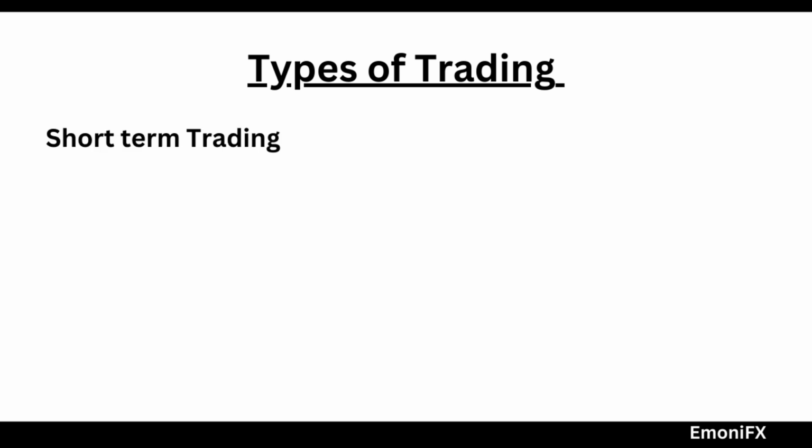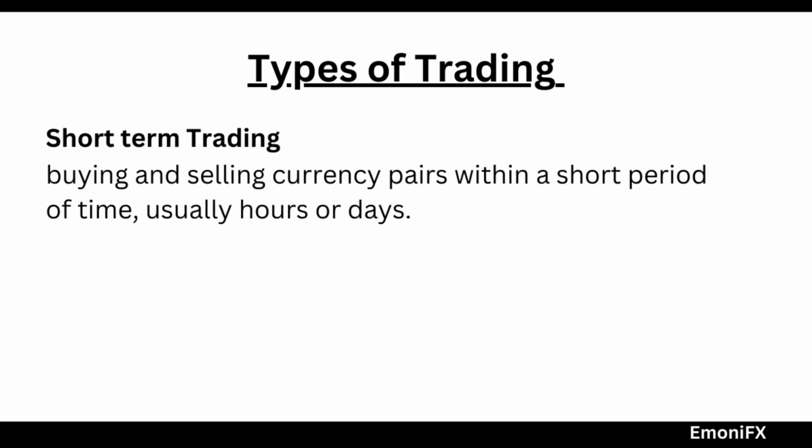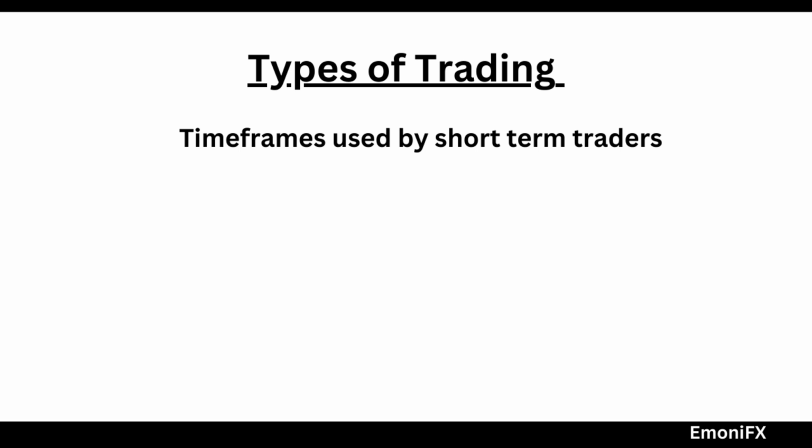Now, what is short-term trading? Short-term trading in Forex is the practice of buying and selling currency within a short period of time, usually hours or days. So what are the time frames used by short-term traders? We have the 4-hour, the 1-hour, and the 15 minutes. They use the 4-hour to get a bias, the 1-hour to get a range, and the 15 minutes time frame to get the entry.